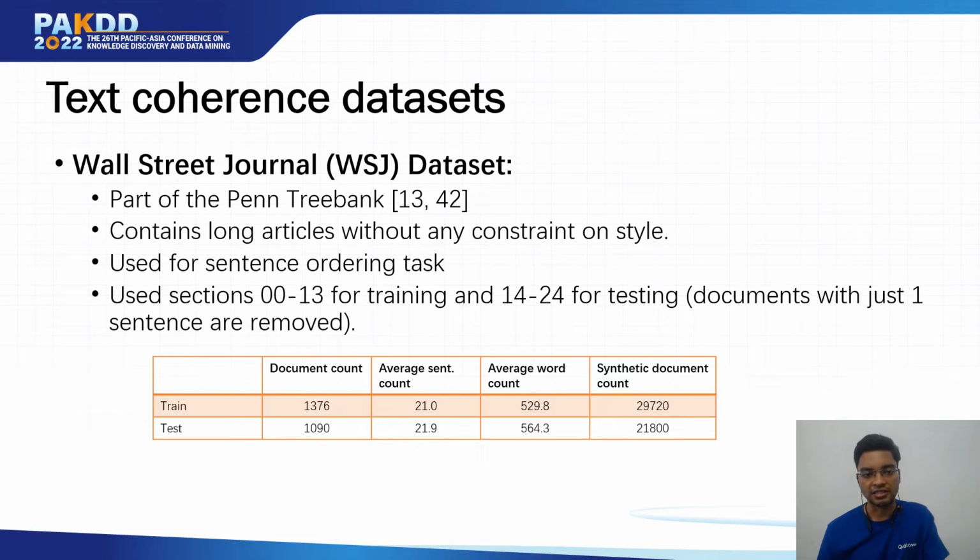Moving on to the datasets. The first dataset that we encounter is the Wall Street Journal or WSJ dataset, which contains high-quality long articles without any constraint on style. It was used for sentence ordering tasks, and following are the statistics for the WSJ dataset.